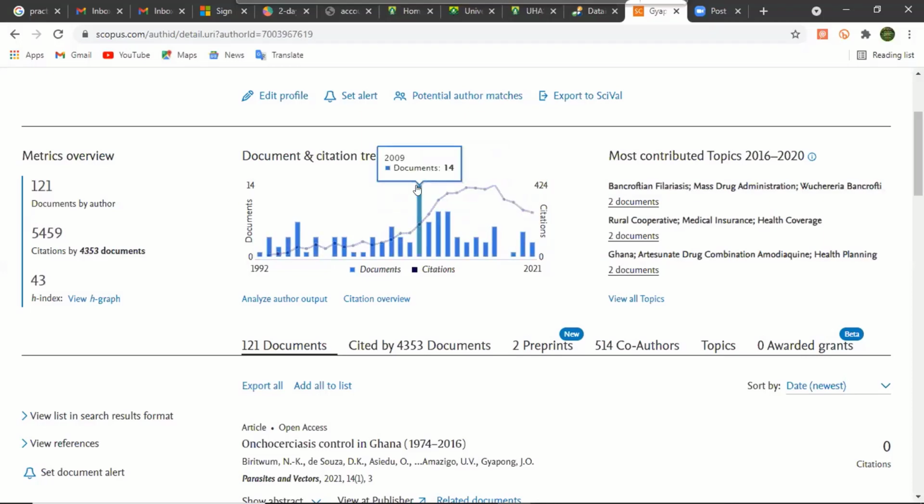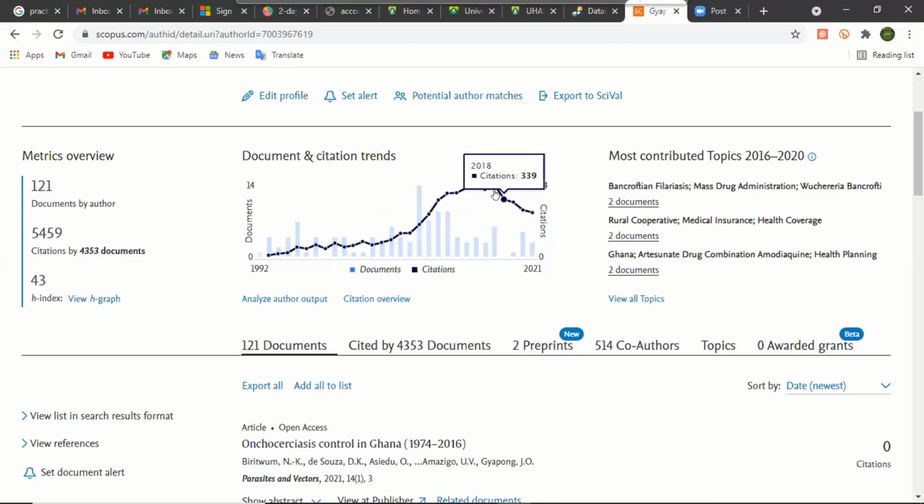The highest bar here is 2009. The trend line is telling us something. It's coming down here, 2001. So that is how he has performed over the years from 1992. It's a great way of quickly catching a great idea about someone's research output or contribution to knowledge.